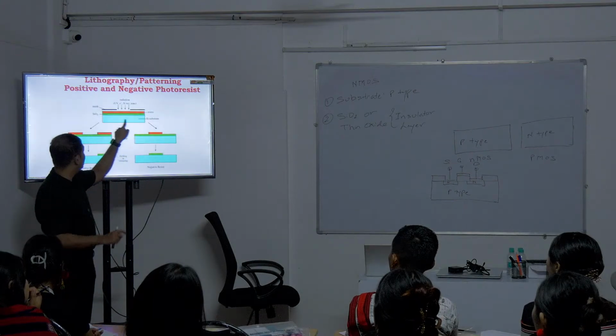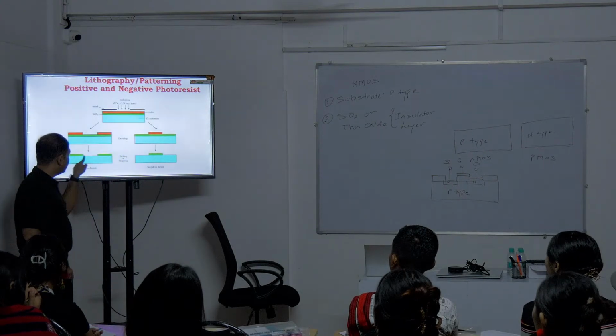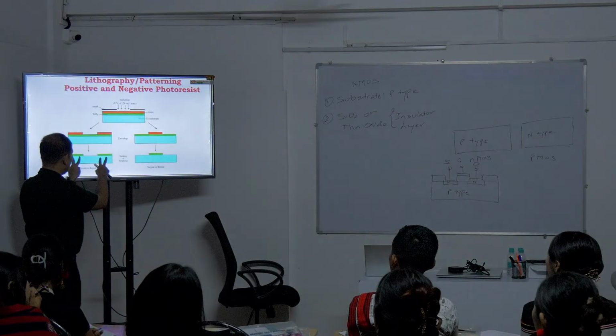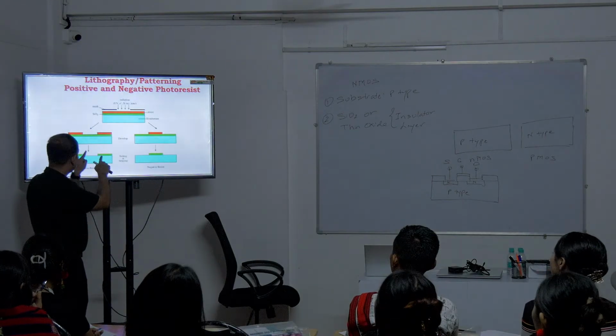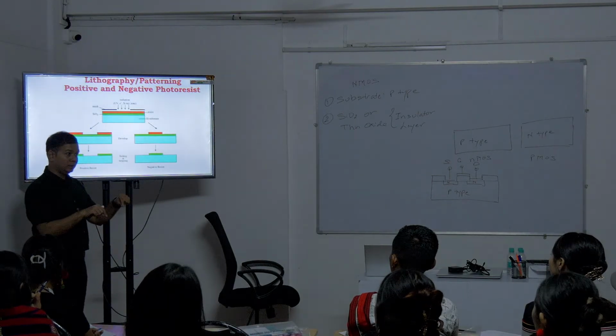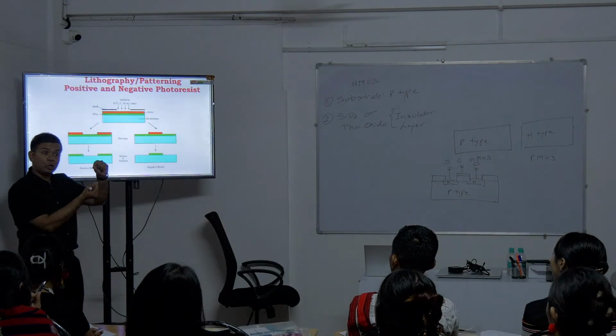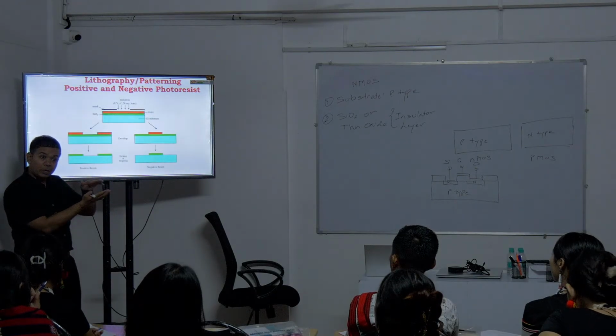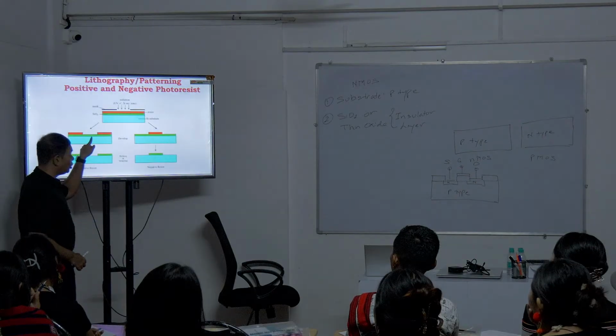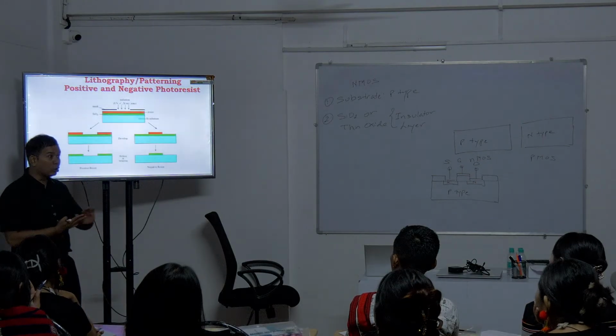So just understand that from this you want this, and this will only stay because the red layer is protecting it. If the red layer is not on the top of it, if you pass it through the chemical, this layer will not be protected. It will be gone.